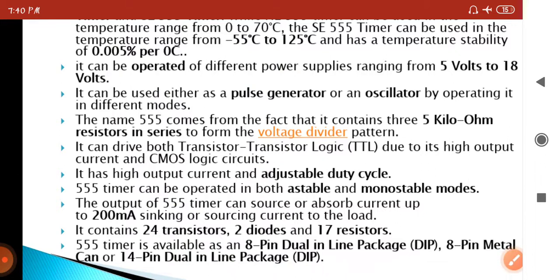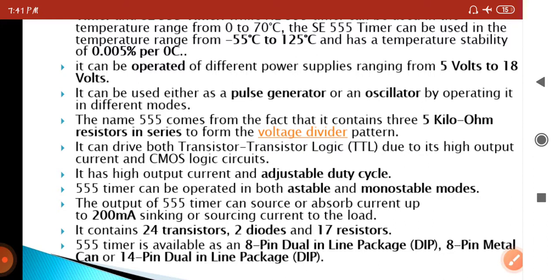It can drive both transistor logic, due to its high output current, and CMOS logic circuits, right? It has a high output current and adjustable duty cycle. The 555 timer can be operated in both astable and monostable modes. These are the applications of an IC 555 timer, astable and monostable. The output of the 555 timer can source or sink current up to 200 milliamperes to the load.